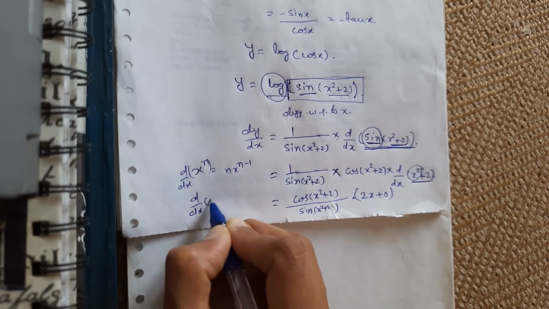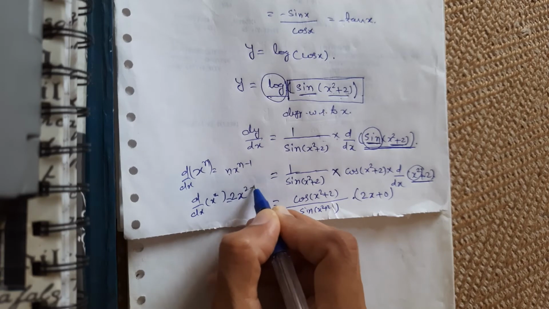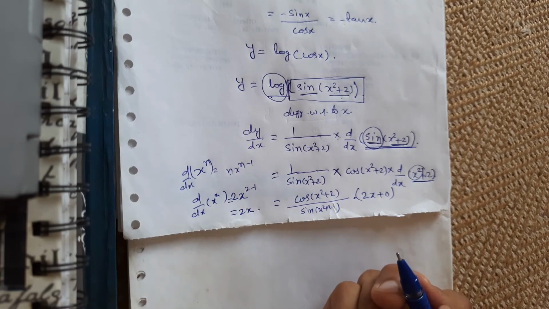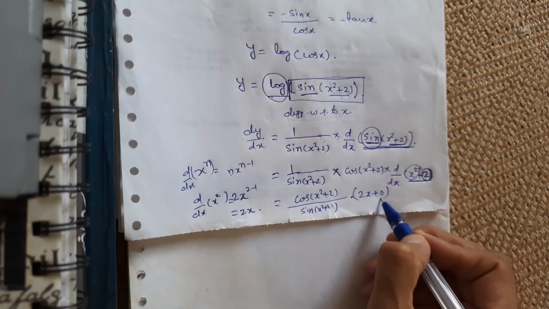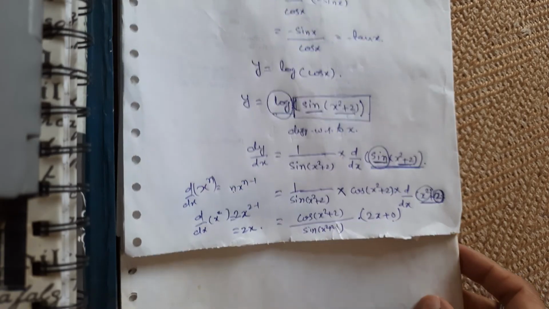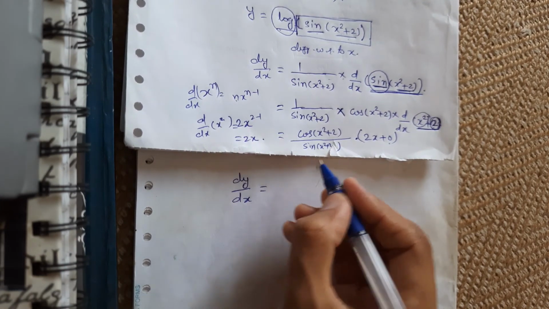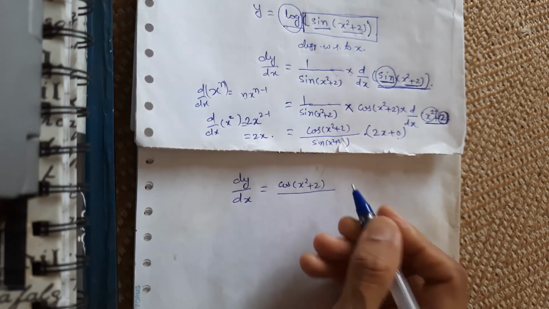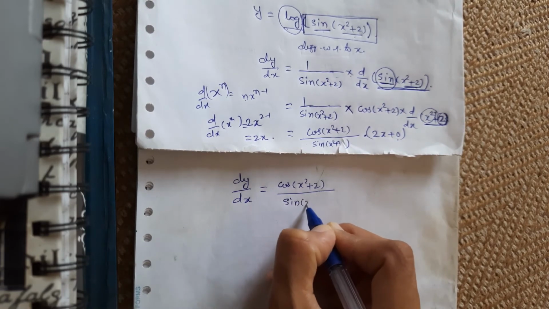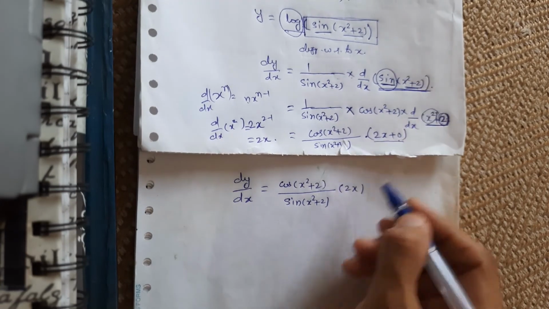So derivative of x to the power 2, just substitute the value of n as 2 here, is 2x^(2-1), that is 2x. And derivative of a constant, derivative of 2, is 0. Okay. So finally what I get here, I just write it. So dy by dx I got cos(x^2+2) upon sin(x^2+2) into 2x. Right, 2x plus 0 is 2x.